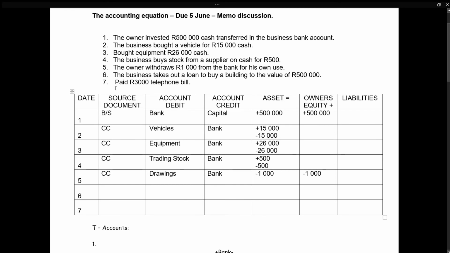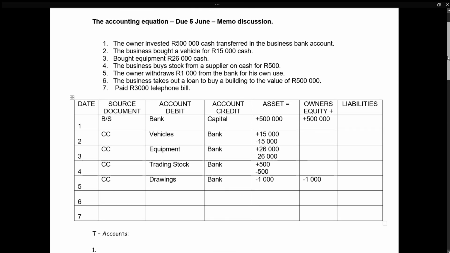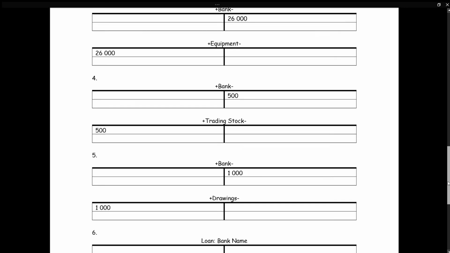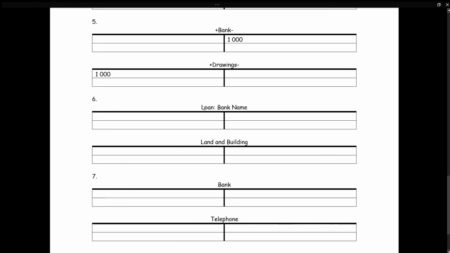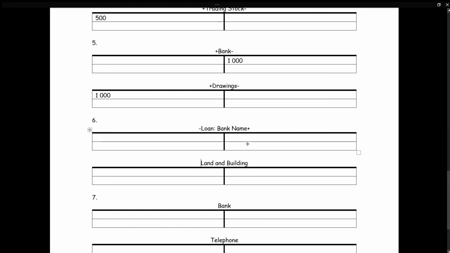Right, number 6. The business takes out a loan to buy a building to the value of 500,000 Rand. This is a bit more tricky one. Your two accounts, one of them is not going to be bank in this case, since we borrowed money from the bank, okay? So the amount is 500,000 Rand. Remember, the two accounts we are working with, loan, bank name. They didn't give us a bank name in this instance, but the signs for liabilities is minus, plus. And land and building is an asset, and the signs for assets is plus, minus.